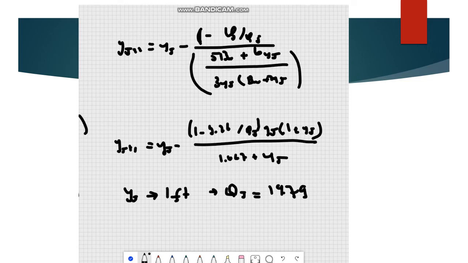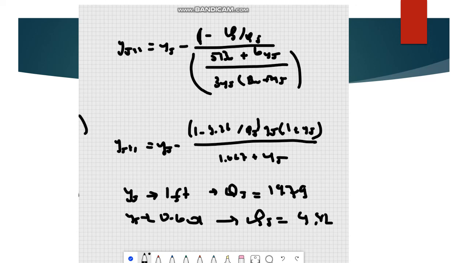Let's plug this y1 and 19.79 into this one, in order to find the next y_(j+1). So it's gonna be again y_j, the next step is gonna be 0.601. Then when we plug it in, q_j is gonna be 9.82.